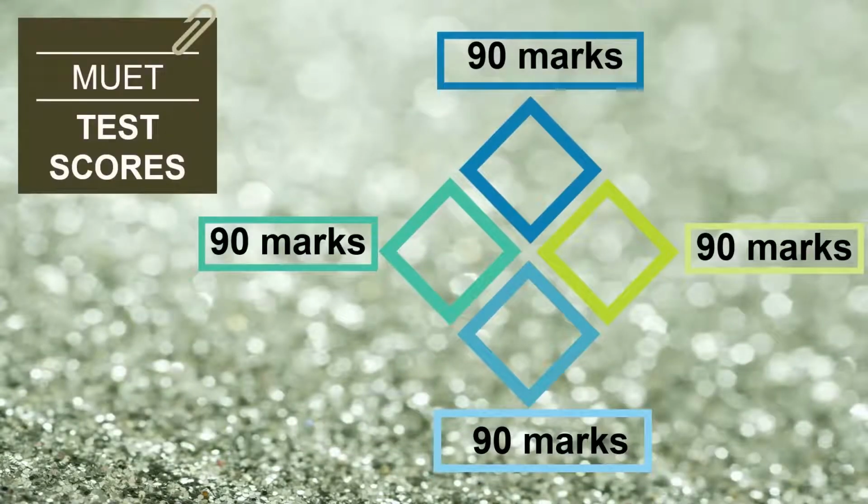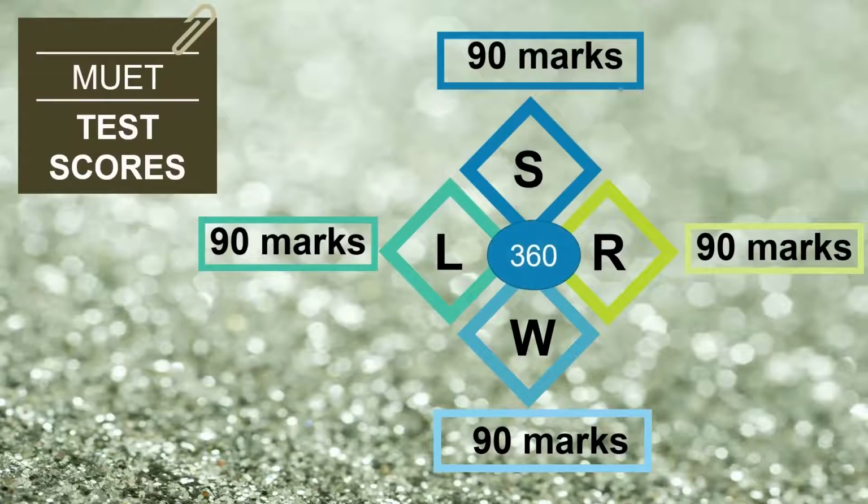Dear Semester 1 students, after having a brief explanation of what the 4 components are in Muet, let us now look at the test scores. As you can see, the listening, speaking, reading, and writing will award you 90 marks each for each component, which will then be accumulated to 360 marks, which is the aggregated marks. This will later determine the band you are in.